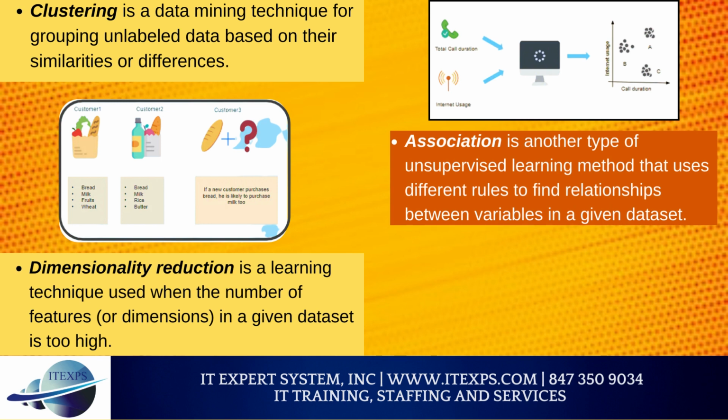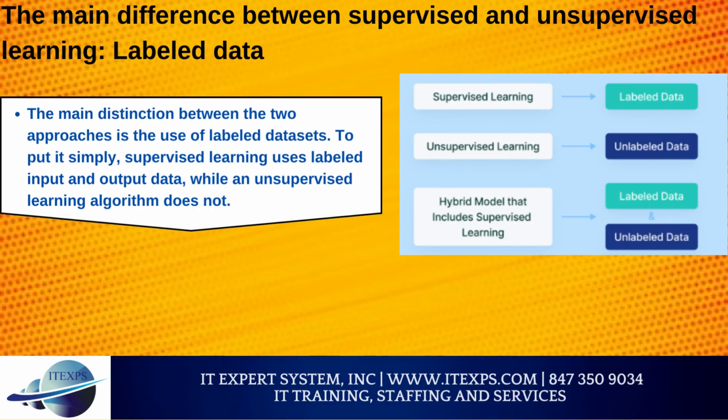The main difference between supervised and unsupervised learning: labeled data. The main distinction between the two approaches is the use of labeled datasets. To put it simply, supervised learning uses labeled input and output data, while an unsupervised learning algorithm does not. In supervised learning, the algorithm learns from the training dataset by iteratively making predictions on the data and adjusting for the correct answer. While supervised learning models tend to be more accurate than unsupervised learning models, they require upfront human intervention to label the data appropriately.